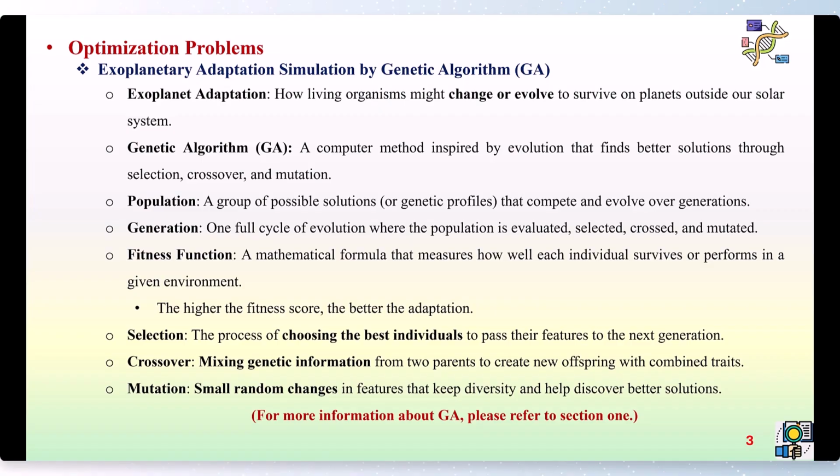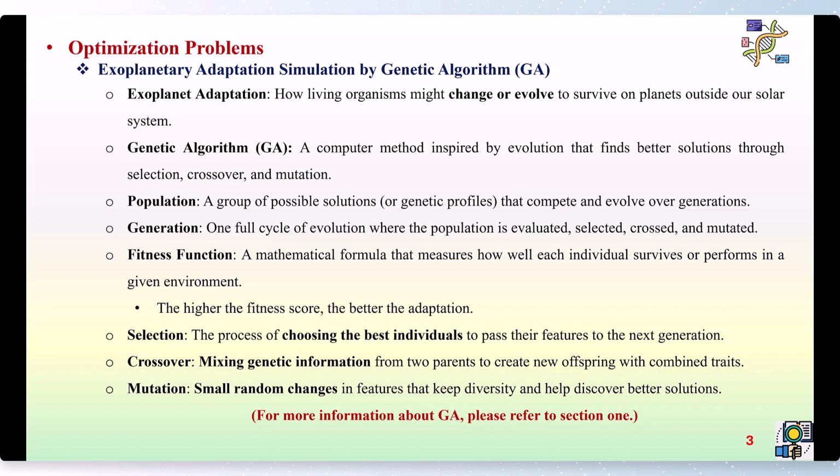Genetic algorithm is explained in section 1 completely. A genetic algorithm has some parts which I'm going to explain a little bit. Population: a group of possible solutions or genetic profiles that compete to evolve over generations. What is a generation? One full cycle of evolution where the population is evaluated, selected, crossed, and mutated.